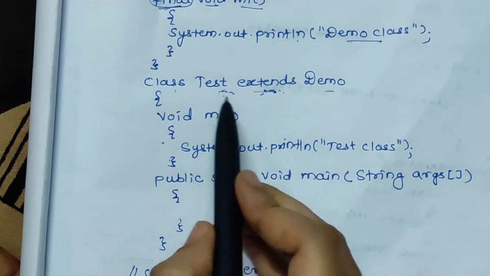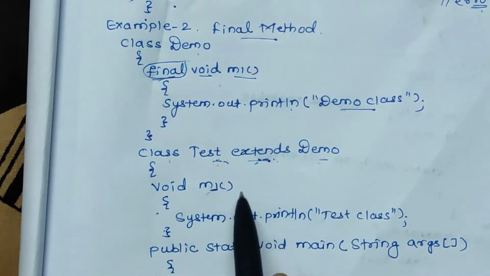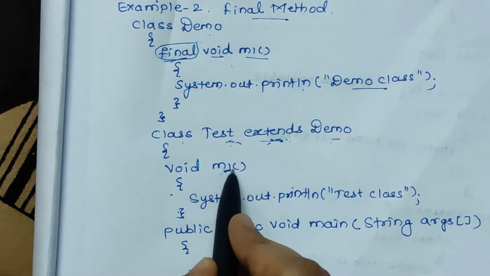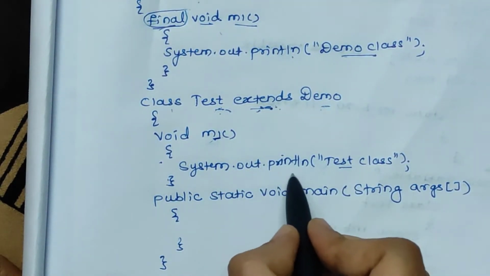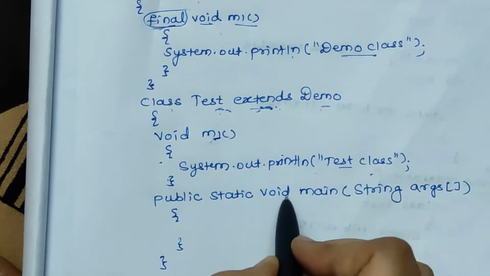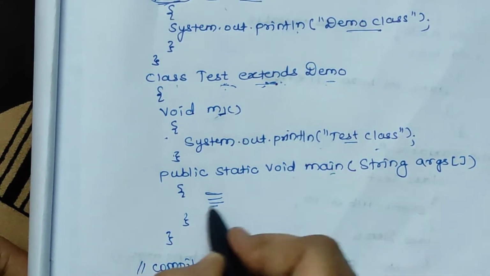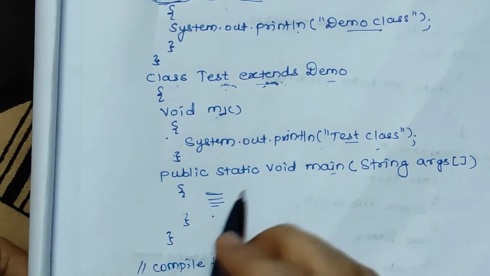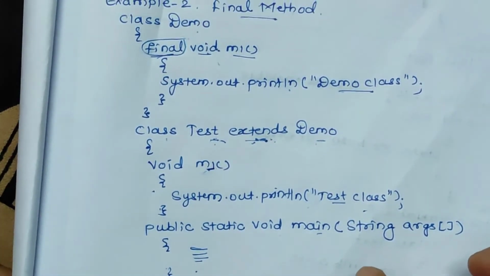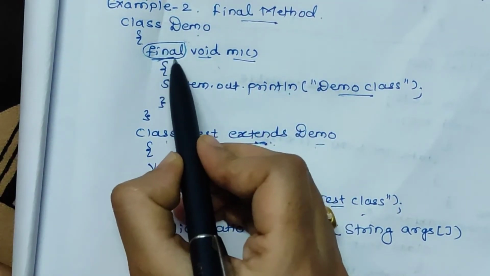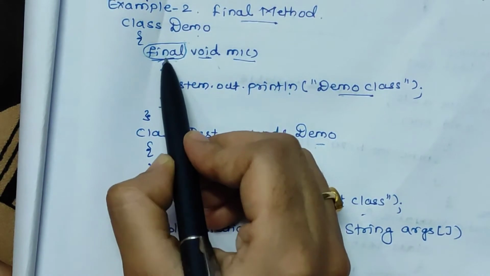Now you can see, this is the concept of method overriding. The same method name m1 is there in class Demo as well as in class Test, and I am displaying System.out.println test class. Now this is the main class, public static void main, and I have not written anything in that, so this program will not give any output. But if I write the final keyword before this method in the Demo class, what will happen?